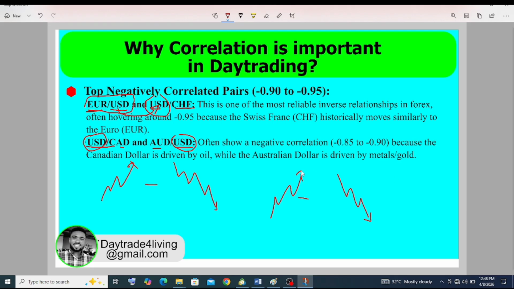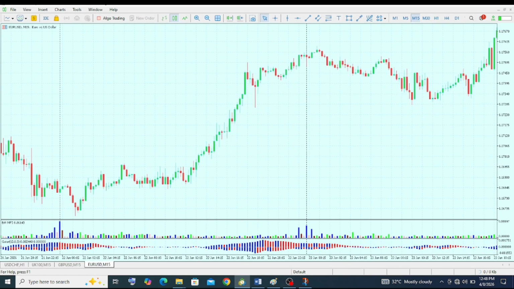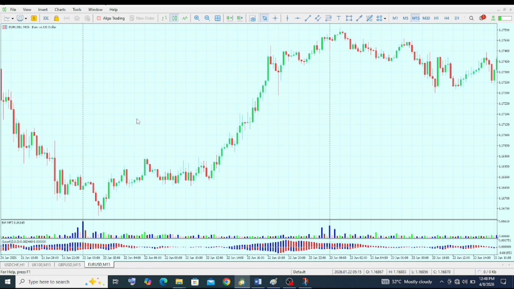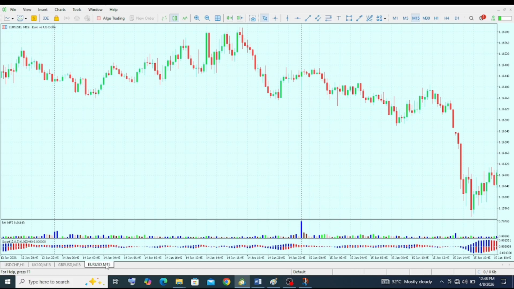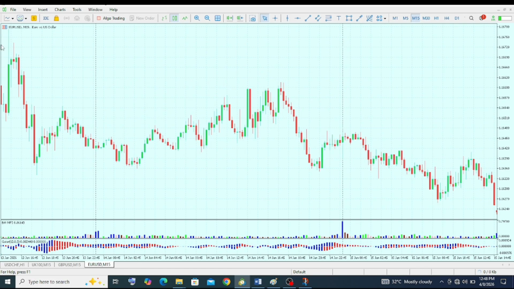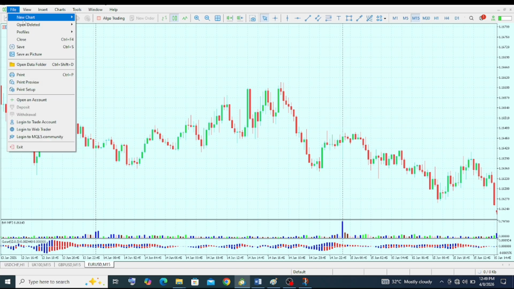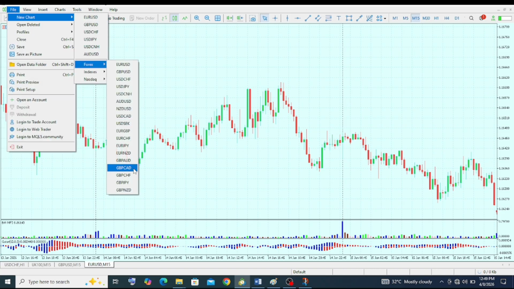So now, guys, let's see correlation in action. How we use correlation to trade. Let's go to our chart. Let's open any chart at all. As we've learned about Euro USD and the Pound USD, let's see if they're actually correlated. Luckily, it's already here. If you don't have Euro USD and Pound USD, just go to File, New Chart, and open your chart.